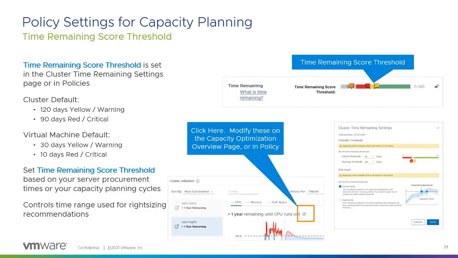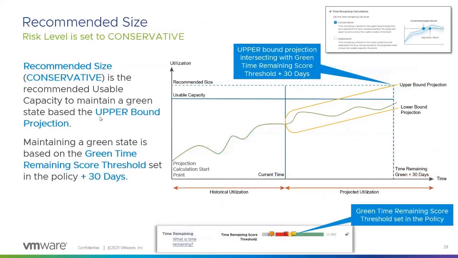And then the other one is for virtual machines. The default for virtual machines is 30 days for yellow or warning threshold, and 10 days for red or critical threshold. So this one is useful for right sizing, which I will show in a minute where that comes into play. So recommended size is the name of the metric that is powering the right sizing recommendations from vRealize Operations.